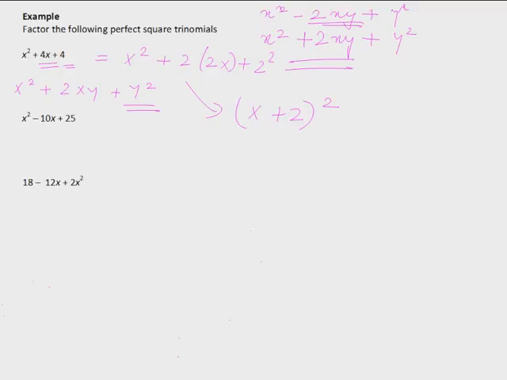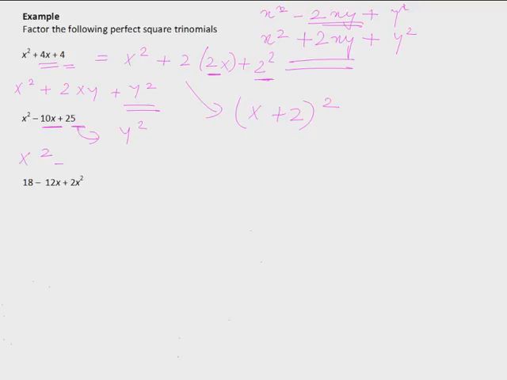The 2 takes the role of the y. So x square plus 4x plus 4 was x plus 2 the whole square. Let's see here. Here there's a minus, so I know it's going to be the minus trinomial. And 25 takes the role of y square. So let's see if I can write it.